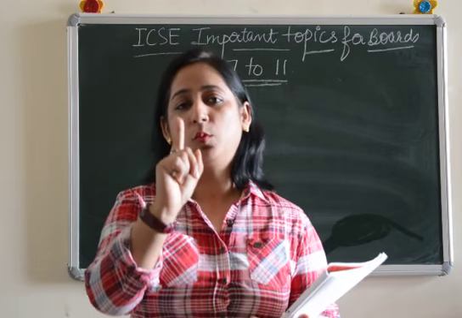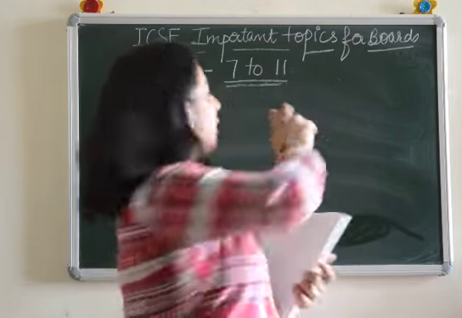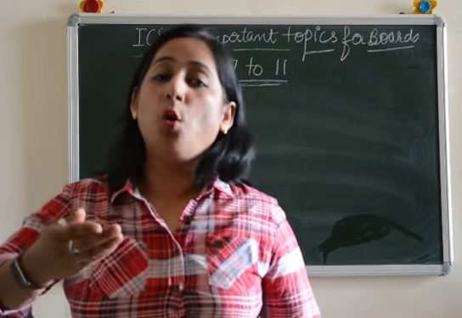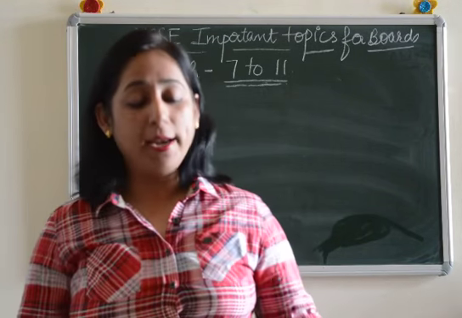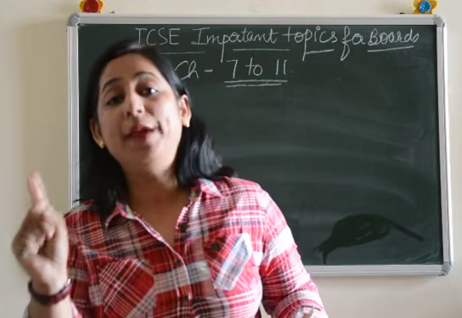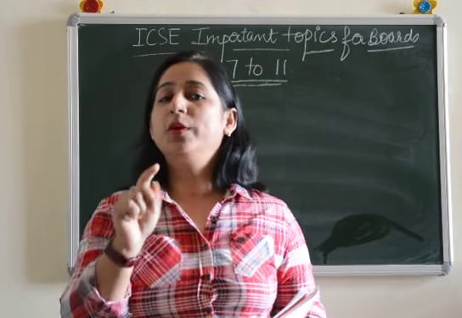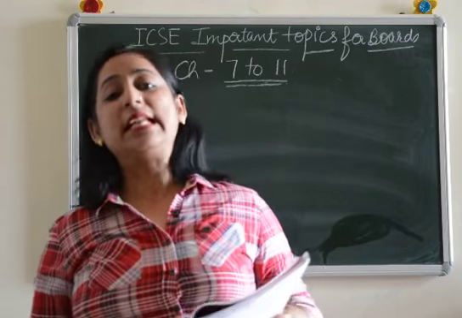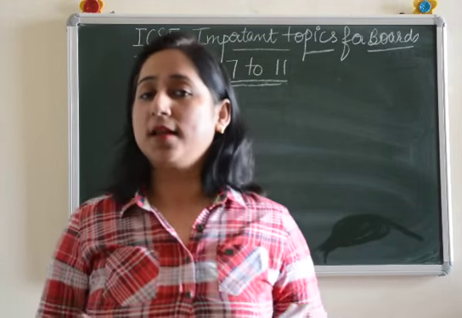Now starting with chapter 7, that is the circulatory system. First of all, we'll talk about the structures which can come for drawing. First, the difference between artery and vein. The structural question in which the structure of artery and vein is drawn, and then differences and labelings are asked.